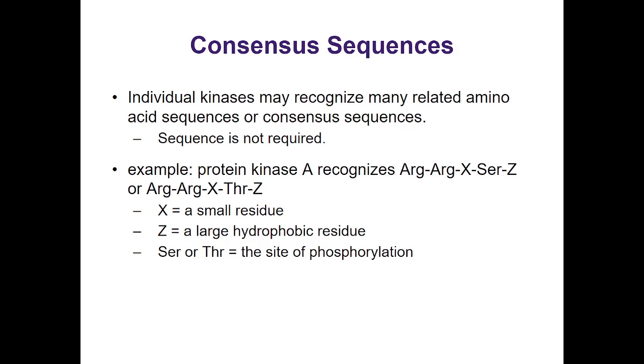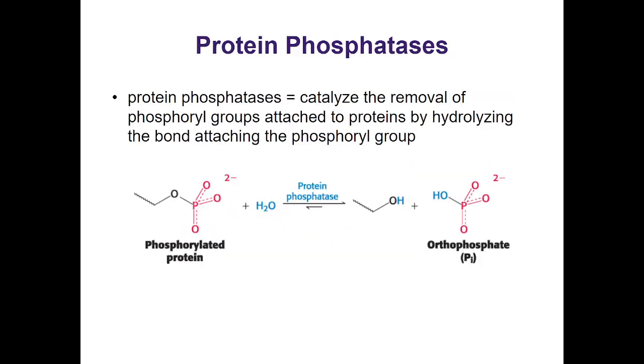It's a sequence, but it doesn't have to be exacting, right? We have some options. There's only a few spots that have to be exact. So protein phosphatases. Protein phosphatases are going to catalyze the removal of your phosphoryl groups attached to proteins by hydrolyzing the bond attaching the phosphoryl group. And so a protein phosphatase is going to take a phosphorylated protein. It will then hydrolyze the bond and give you an orthophosphate.